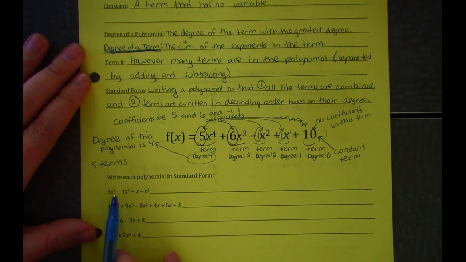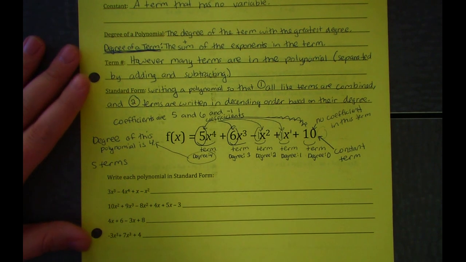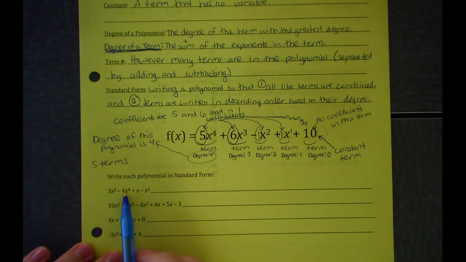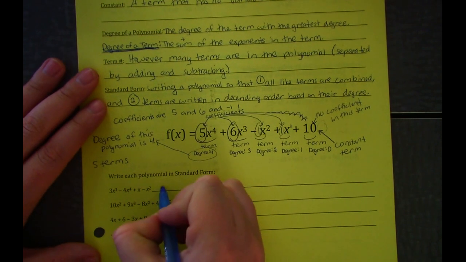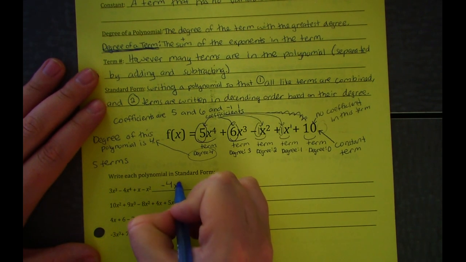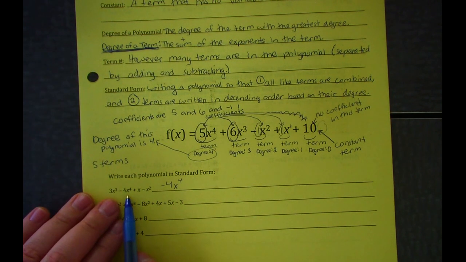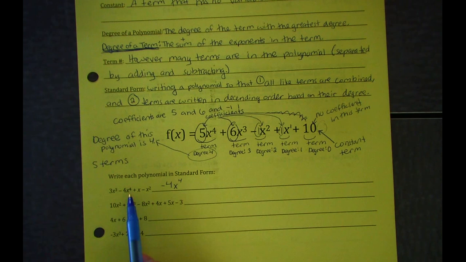So if I'm looking at the powers, the biggest power is this 4 right here, x to the fourth. So I'm going to write that term first. And when I move these terms, I'm going to keep the sign in front of it with it. This is not just a 4x squared. This is actually a negative 4x squared. So I'm going to write negative 4x to the fourth power first. This is not just a 4x to the fourth, it's a negative 4x to the fourth.